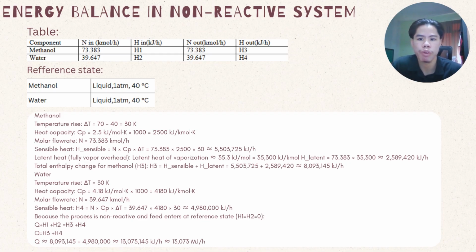So I made a table which contains methanol and water, their H in and H out. The reference state is methanol and water in liquid at 180 and 40 degrees Celsius. Since methanol will go through vaporization, we will consider the latent heat of methanol. After the calculation, we get the total heat of reaction of around 30,000 megajoule per hour.